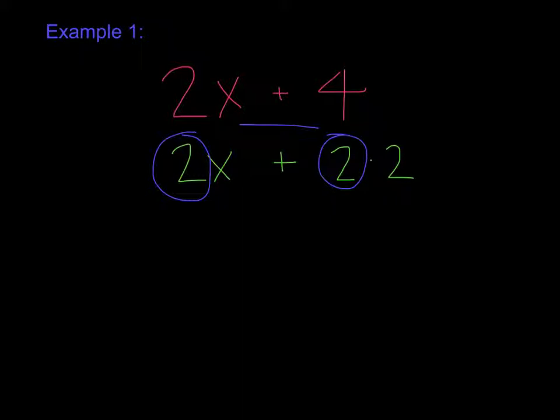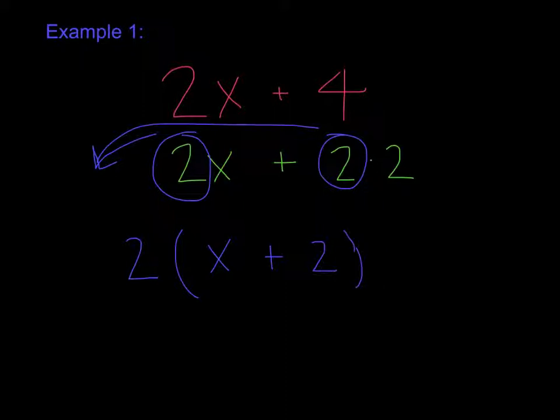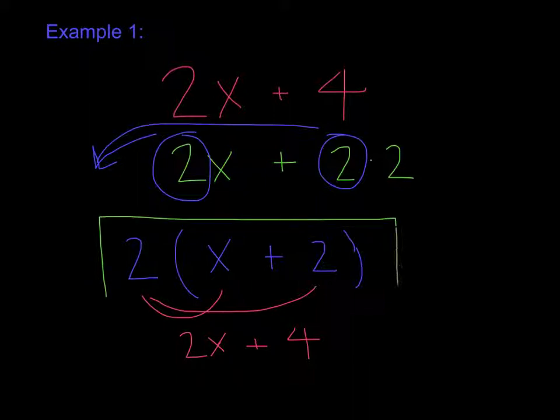So if I pull a 2 out, I'm left with 2 times x plus 2. I could check myself because 2 times x is 2x, and 2 times 2 is 4. So my answer is 2 parentheses x plus 2. 2 is the greatest common factor.